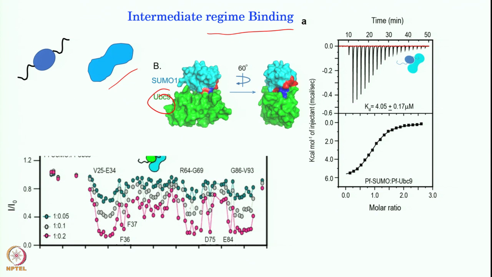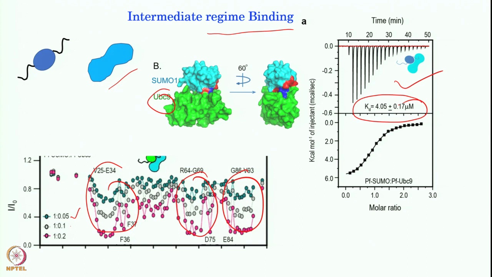So, when we did the titration, what we see is that upon increasing the concentration, 1 to 0.5, 1 to 0.1, 1 to 0.3, lots of peaks are changing. They are showing a decrease in intensity. Prominently in this region and this region, but other regions were also participating. Now, here the chemical shift perturbation is not happening, so I cannot fit that data to find out the KD. But we used orthogonal techniques and found the KD to be 4 micromolar.